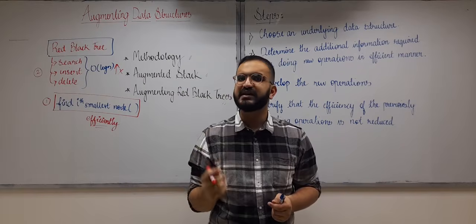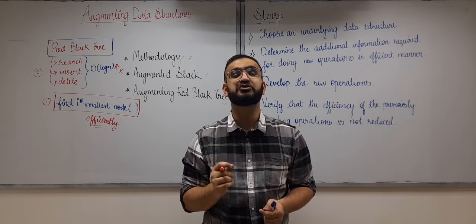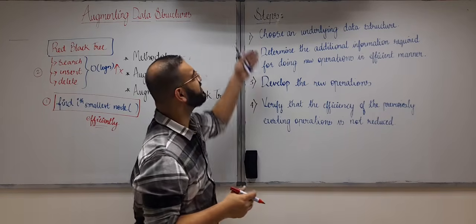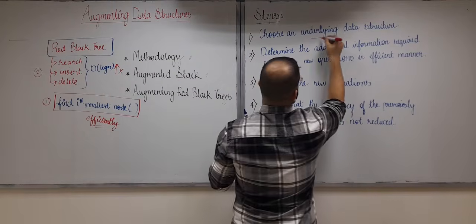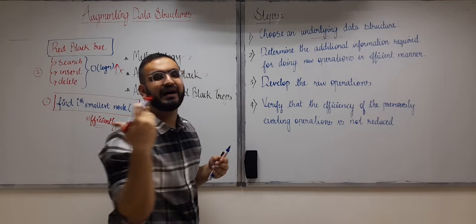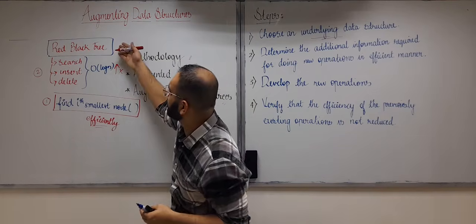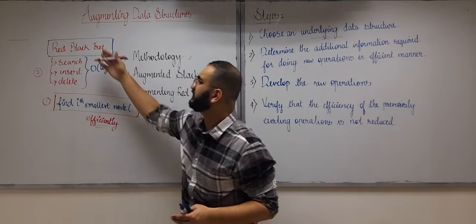So now you can easily understand the steps or the methodology that we need to follow in order to augment a data structure. So these are the steps. In the first step, we choose a data structure, right? We actually choose a particular data structure which we need to augment. Like in this case, that data structure was red-black tree. So I needed to perform this new operation on this data structure.